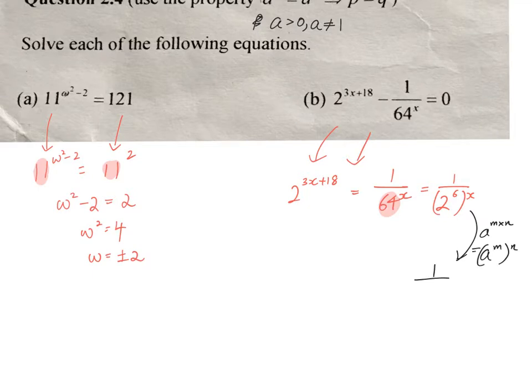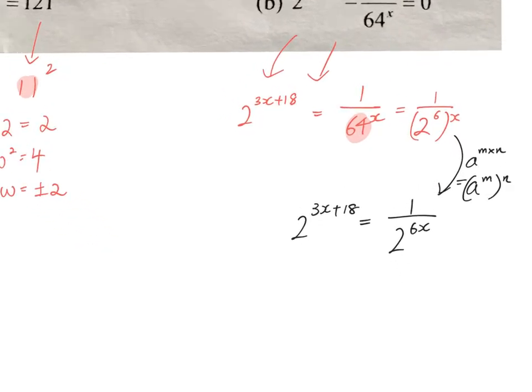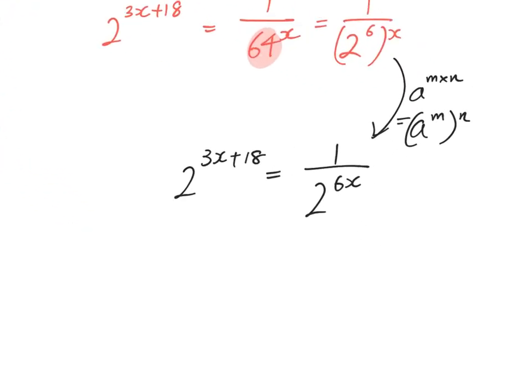So our right hand side just gives us 1 over 2 to the power of 6x. My left hand side is just 2 to the power of 3x plus 18. This equates and provides us with 2 to the power of 3x plus 18. And here to here, what I will use is that 1 over a to the power of p is the same as a to the power of negative p. That's one of the laws of indices. Then this means that this is just 2 to the power of negative 6x.